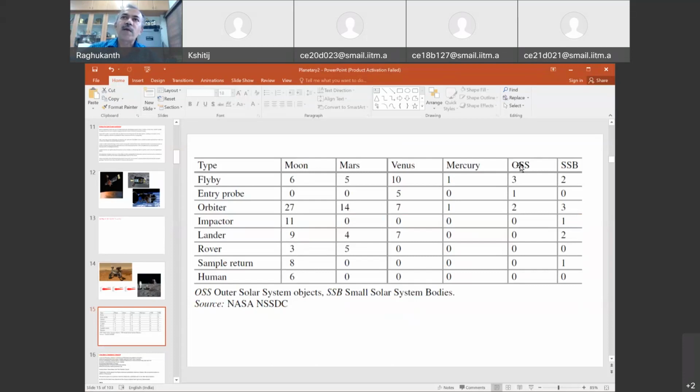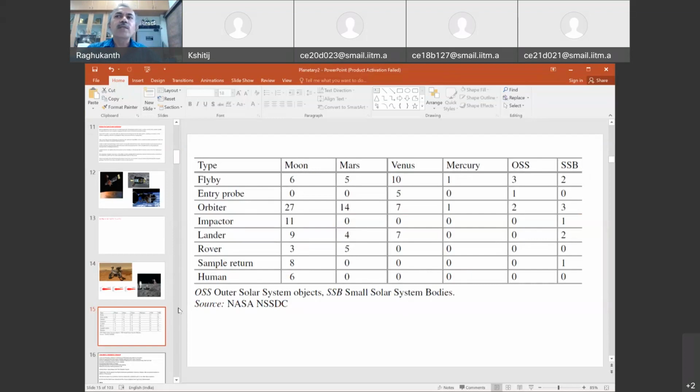Now if we compare other planets, no human missions have gone, but there are orbiters, impactors and rovers. The next one is Mars, and then flybys: Venus has been visited, Mercury has been visited. Then in the outer solar system, we have sent the Voyagers, Cassini and others. Then the smaller solar system bodies like comets and asteroids: many people have sent missions, and they have even brought back samples from these systems.